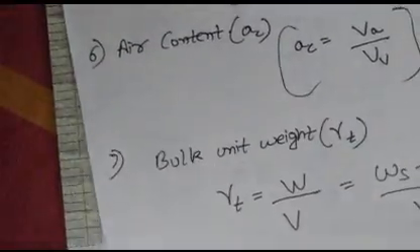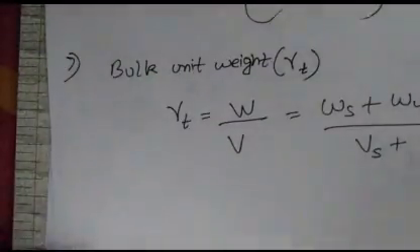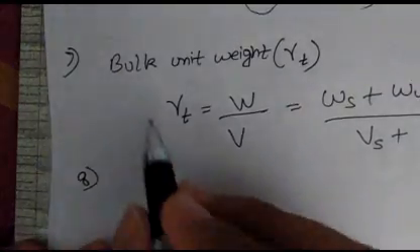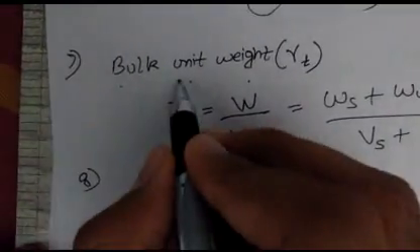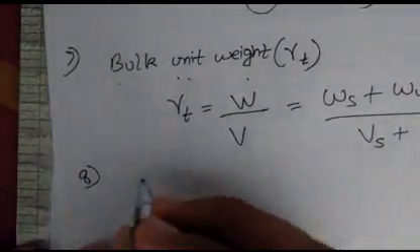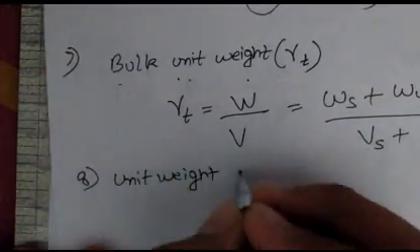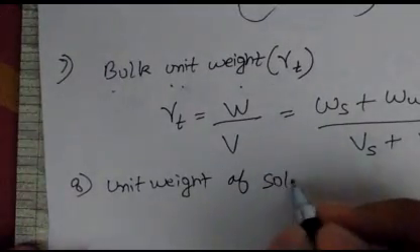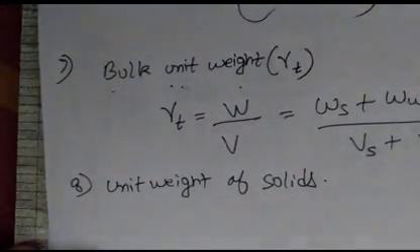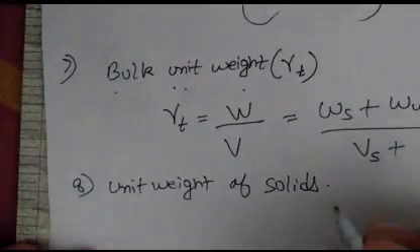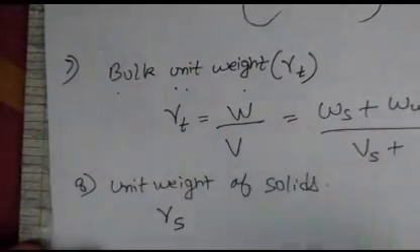Now we have a few things left before we start with the formula part. One thing we should know about is unit weight. This is a bulk unit weight, meaning unit weight of soil. Now we have the unit weight of solids, represented by gamma S.